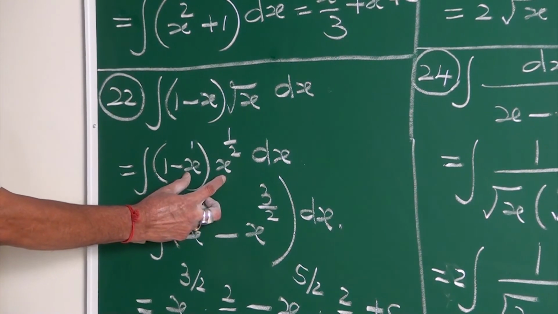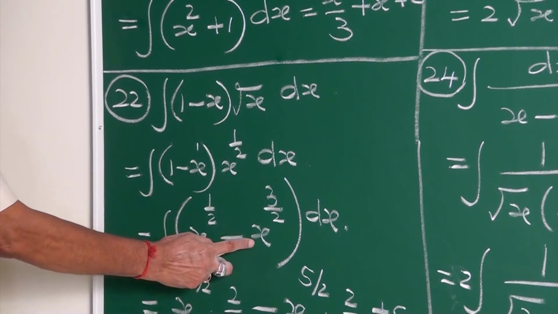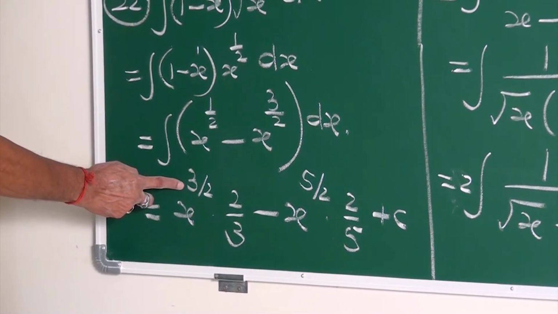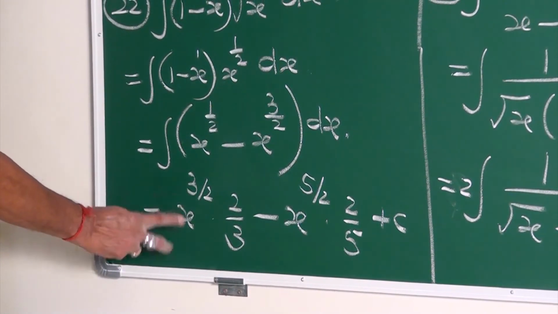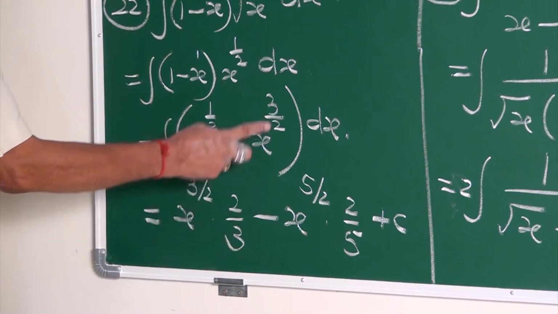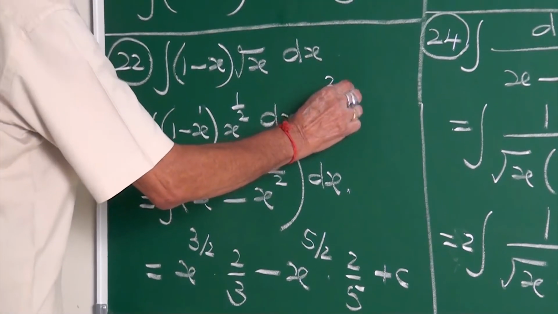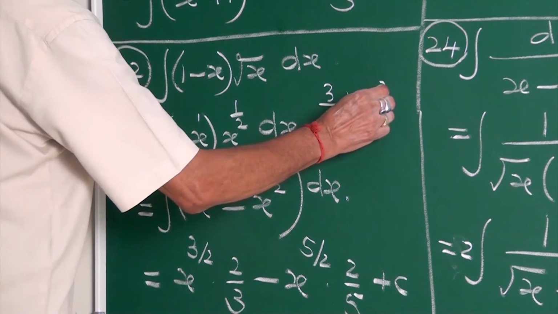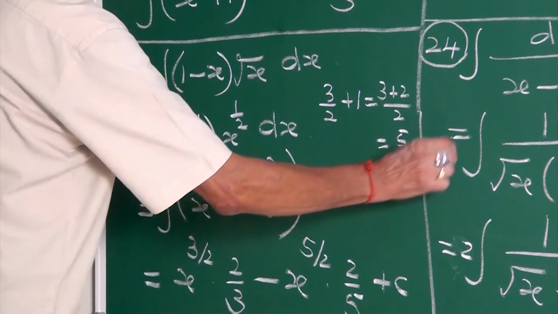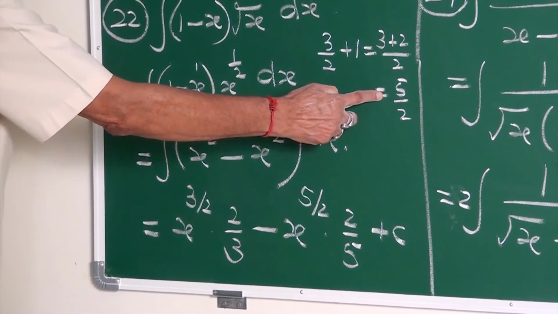Multiplication. x to the power 1 into x to the power half is x to the power 3 by 2, 1 plus 1 by 2. Applying the formula, n plus 1, 1 by 2 plus 1 is 3 by 2, upon n plus 1 means reciprocal of the power 3 by 2, which is 2 by 3. My friends, it is 3 by 2 plus 1, simplify. It is 3 plus 2 by 2, which is 5 by 2. Yes, 3 by 2 plus 1 is 5 by 2.